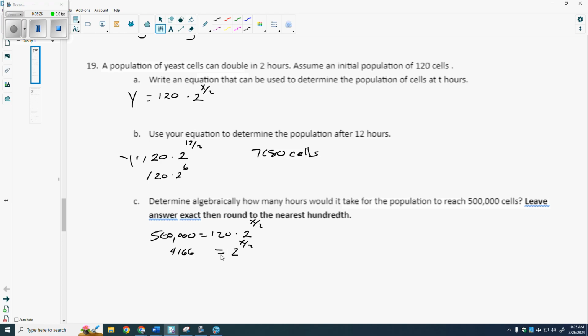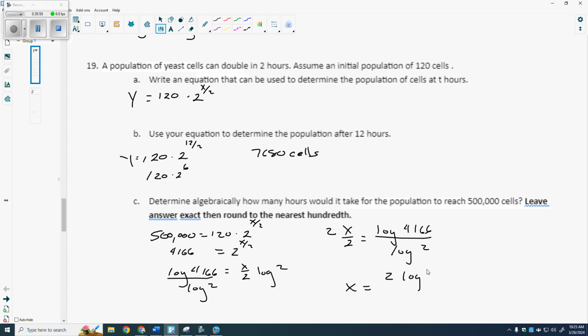Okay, so now we take the log of both sides. I'm using log. Why? Because I want to. Divide by the log of 2. And I get x over 2 equals the log of 4,166 divided by the log of 2. Multiply both sides by 2. And I get x equals 2 log, etc. When I type that into the calculator, final answer, 24.0 hours.